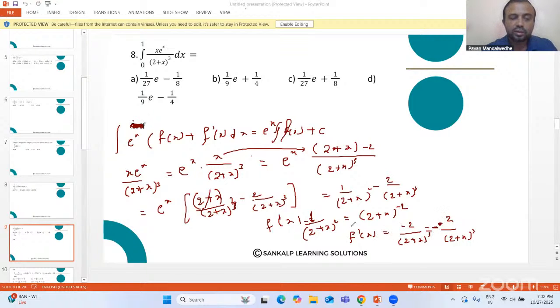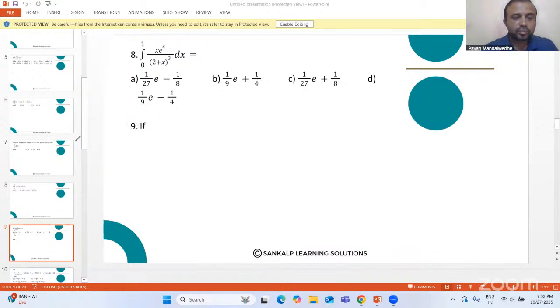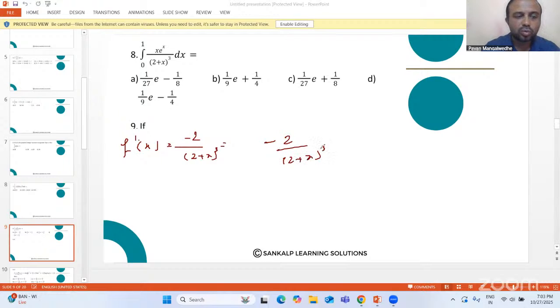Okay. Then just take the screenshot of this. Then f dash of x, if you consider it for the whole, and already I wrote this, it is the same expression, (2 plus x) the whole cube, which can be rewritten as minus 2 upon (2 plus x) the whole cube.